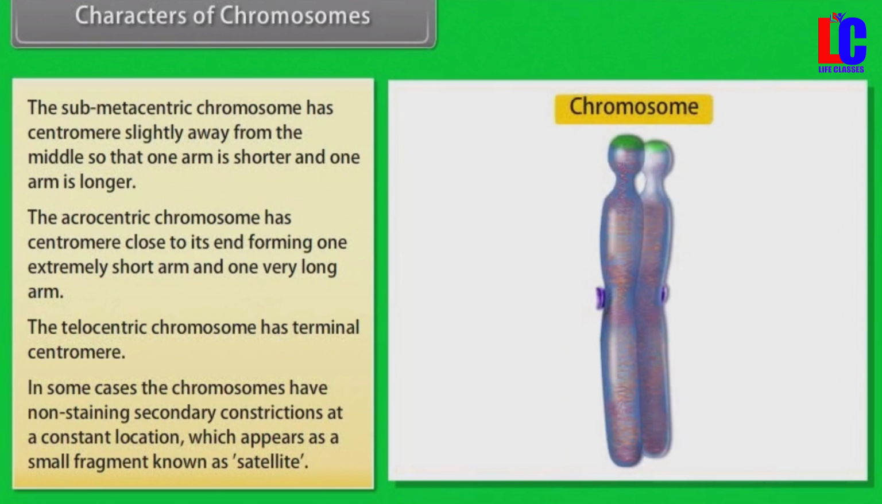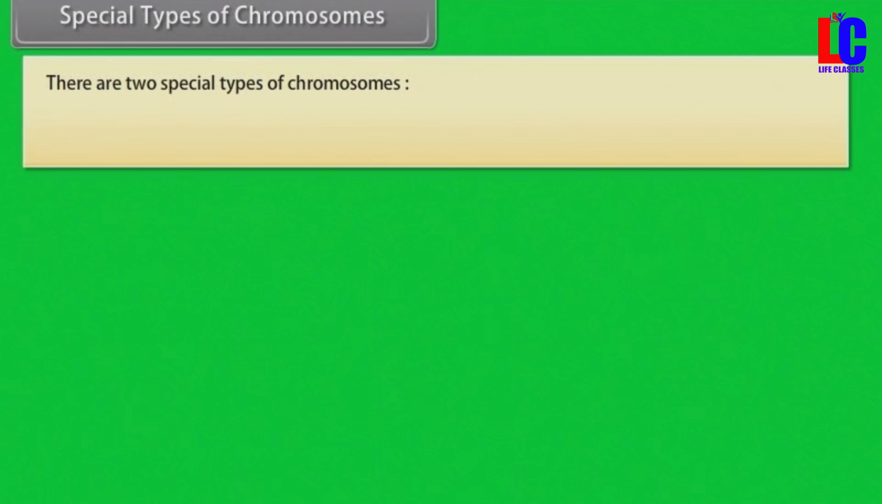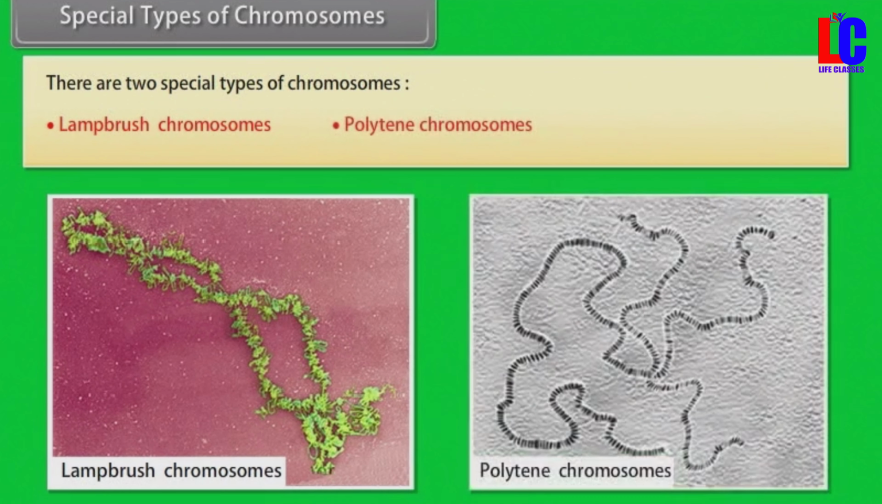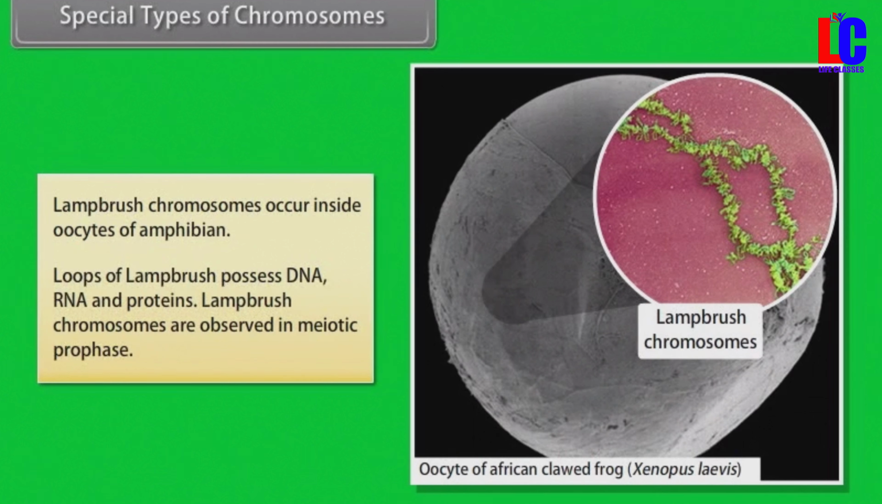In some cases, the chromosomes have non-staining secondary constrictions at a constant location, which appear as a small fragment known as satellite. Special types of chromosomes. There are 2 special types of chromosomes: lampbrush chromosomes and polytene chromosomes. Lampbrush chromosomes occur inside oocytes of amphibians. Loops of lampbrush chromosomes possess DNA, RNA, and proteins. Lampbrush chromosomes are observed in meiotic prophase.